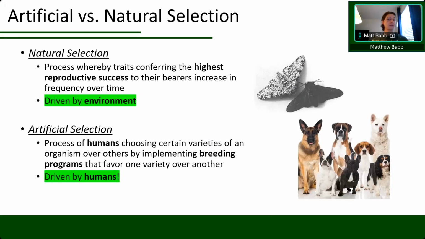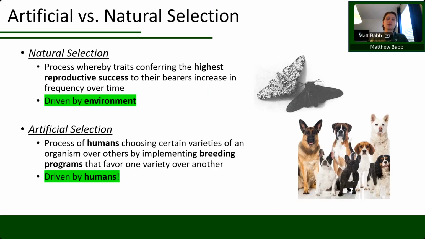So there are 2 types of selection, natural selection and artificial selection. Both work by allowing individuals with certain traits to reproduce and thus pass their traits on to offspring, which ultimately can shape a species over a long period of time. But what drives each process differs.